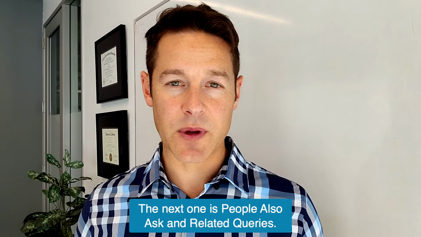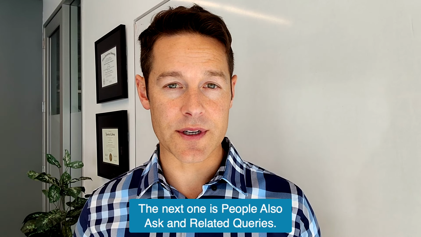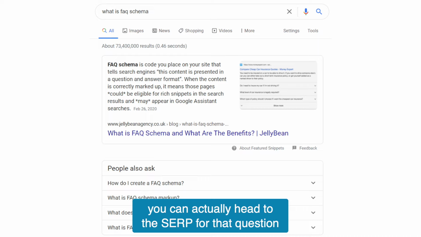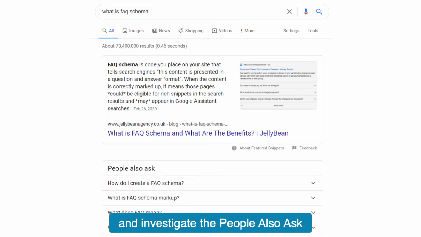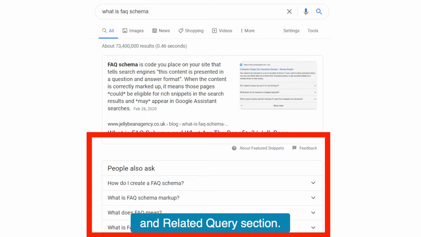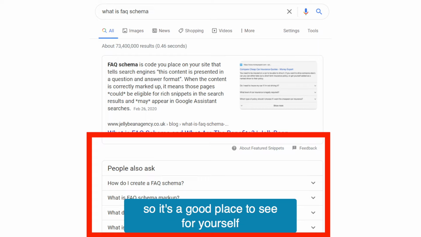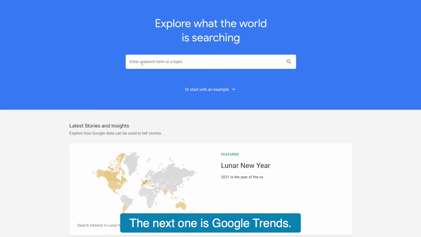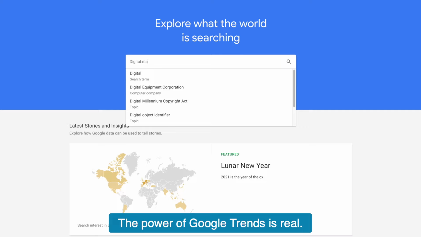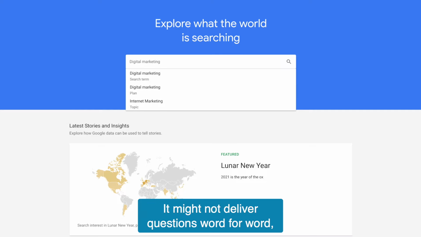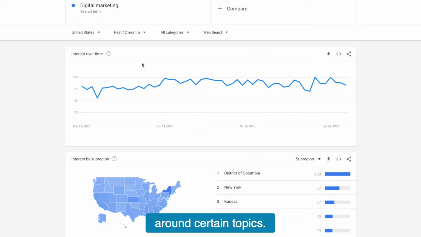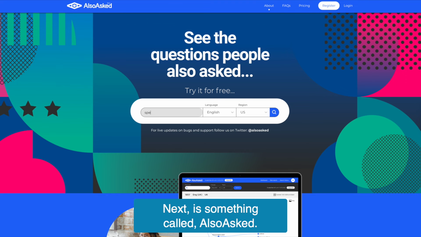The next one is people also asked and related queries. So once you have some questions to start with, you can actually head to the SERP for that question and investigate the people also asked and related queries section. Customers use this in real time, so it's a good place to see for yourself what's going on behind the SEO scenes. The next one is Google Trends, one of my favorite tools. The power of Google Trends is real. It might not deliver questions word for word, but you can use this platform to find common questions around certain topics.